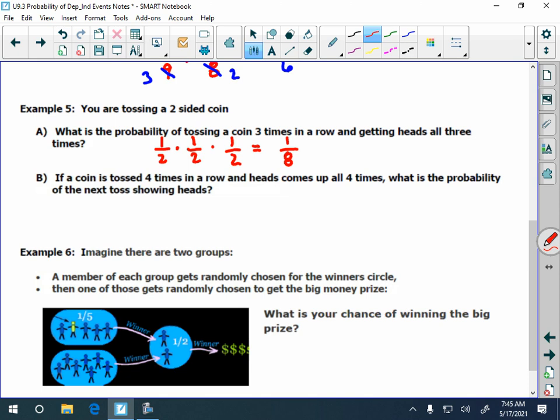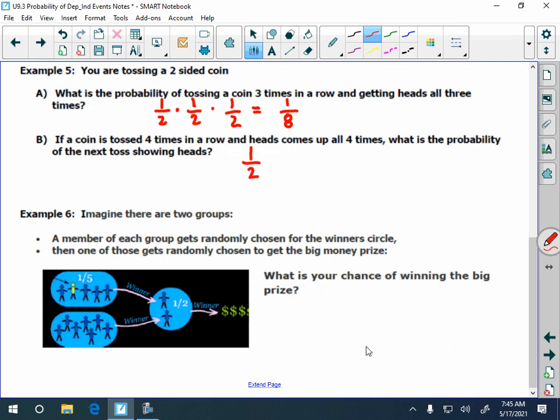B, if a coin is tossed 4 times in a row and heads come up all 4 times, what's the probability of the next toss showing heads? Right, so since each event of flipping a coin is independent of each other, then we have a 1 out of 2 chance that heads is going to come up on the fifth toss.